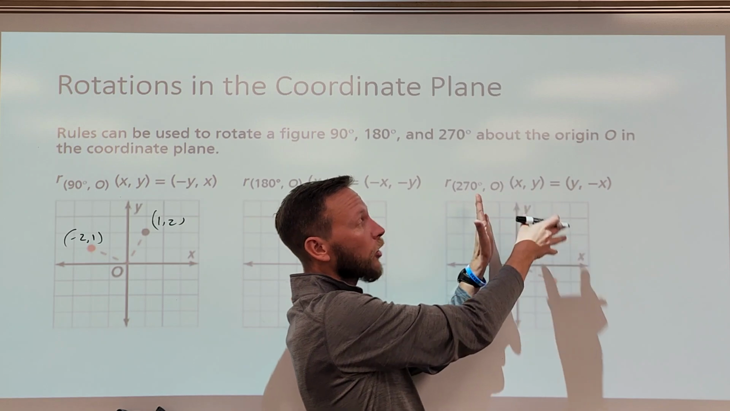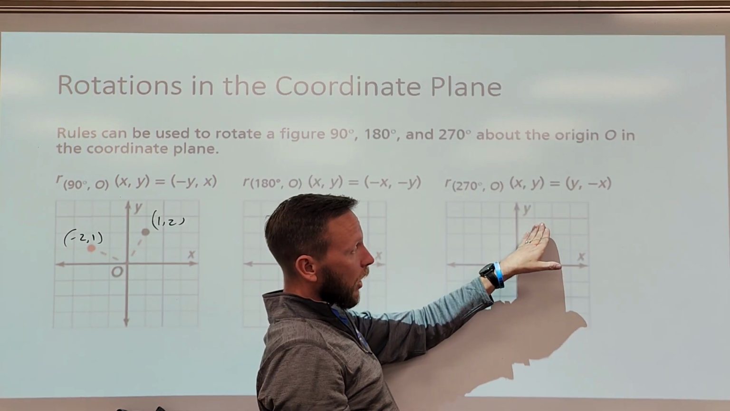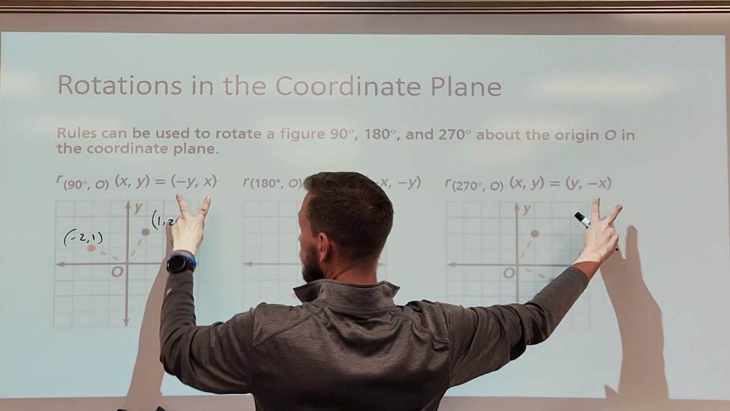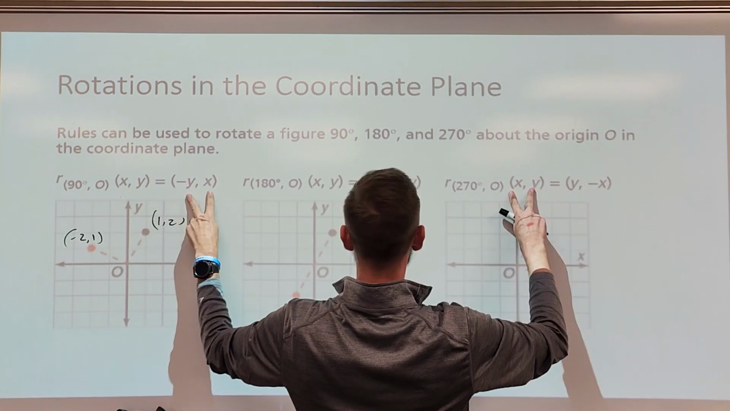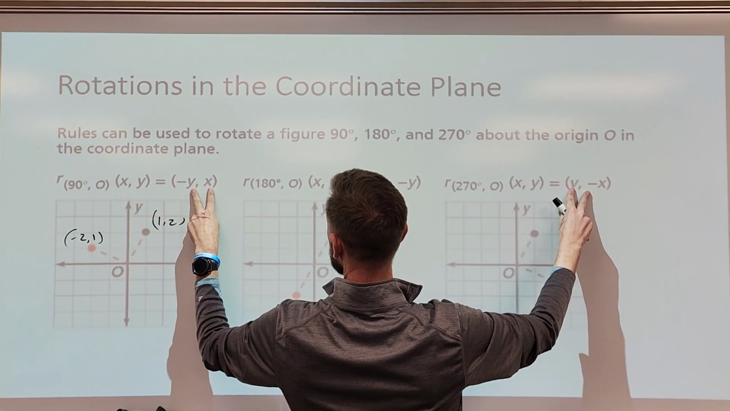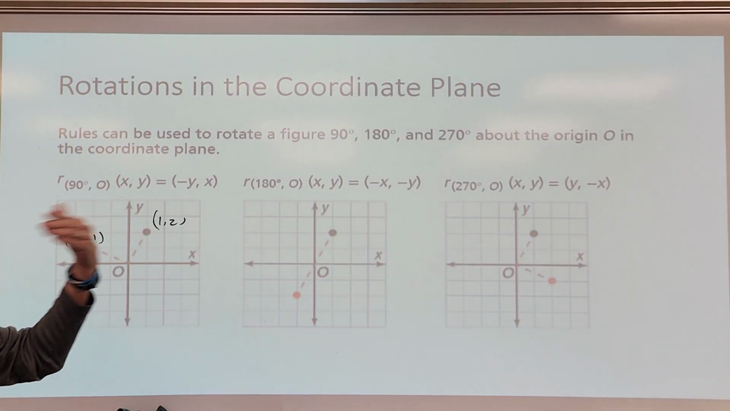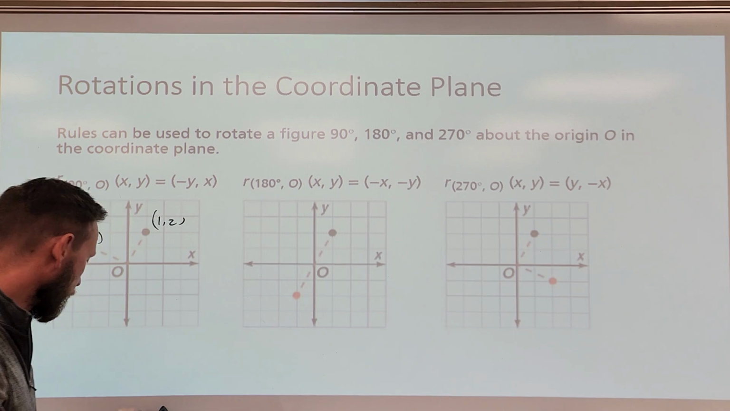With rotating 270 degrees, point x, y, we're going to change it to y, comma, the opposite of x. So very similar to what we do here, we still switch them, right? We're still switching it, but then we're changing the sign only on the former x value, the new y value.